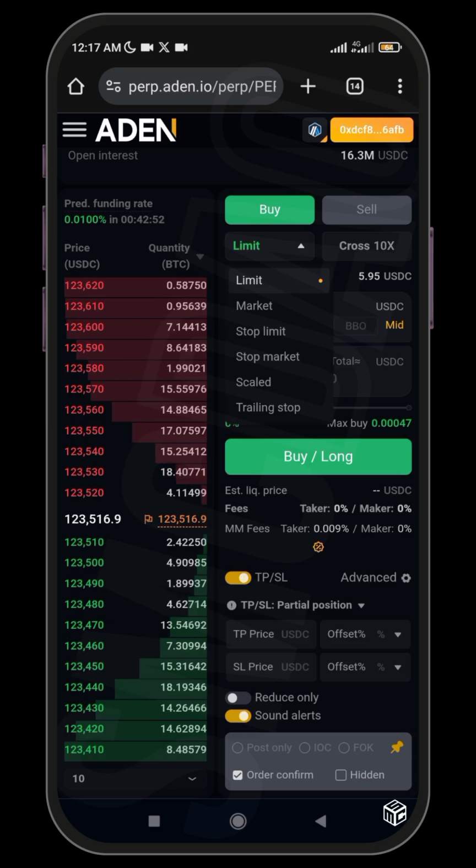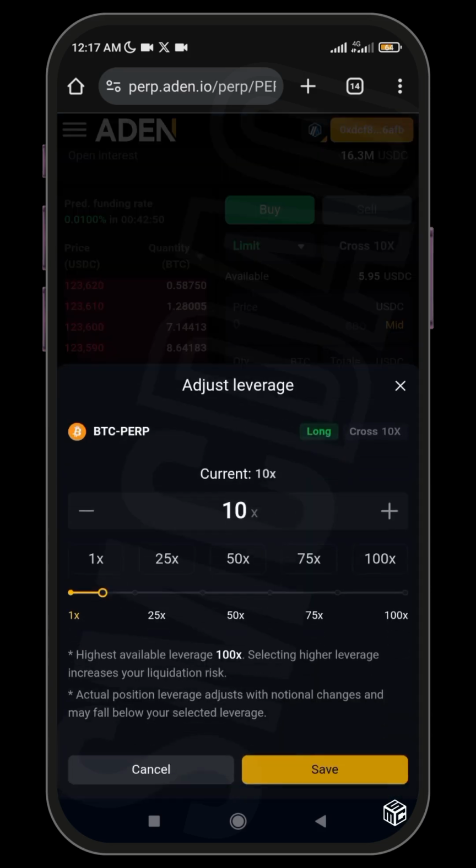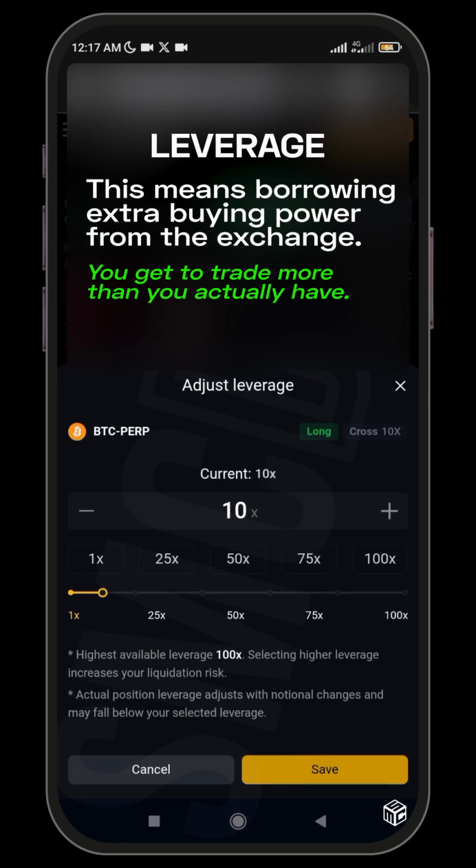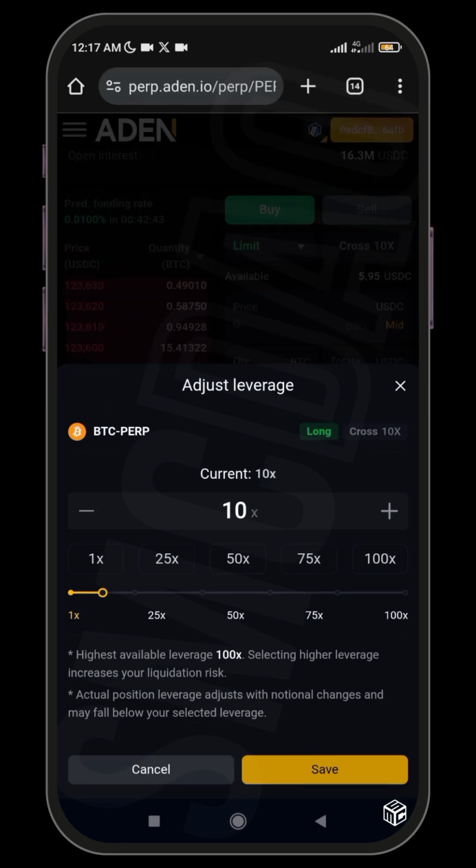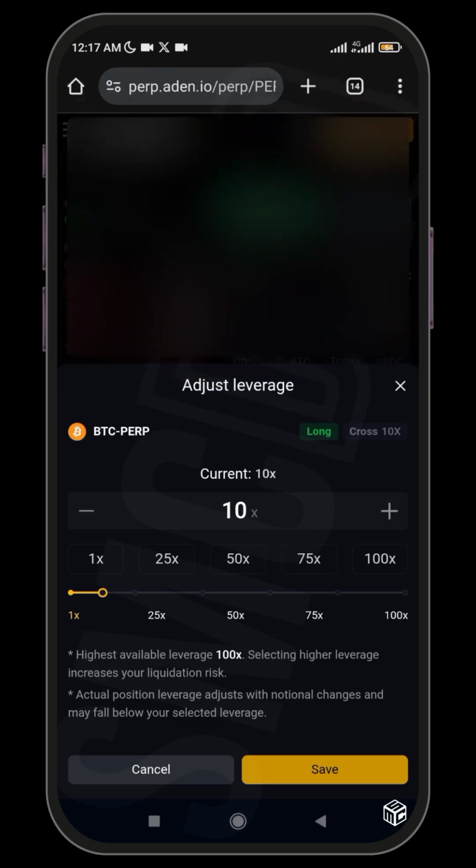The next is leverage. Tap on it. Leverage means borrowing extra buying power from the exchange so you can trade more than you actually have. Let's say you have 100 USDC in your trading account. With 5x leverage, you can open a $500 position, and with 10x leverage, you can open a $1,000 position. You didn't add more money, you just borrowed it temporarily from the platform. When price moves in your favor, the profits are multiplied by your leverage. And similarly, when price moves against you, your losses are also multiplied by your leverage. That's why it is advisable to always use a fair leverage.